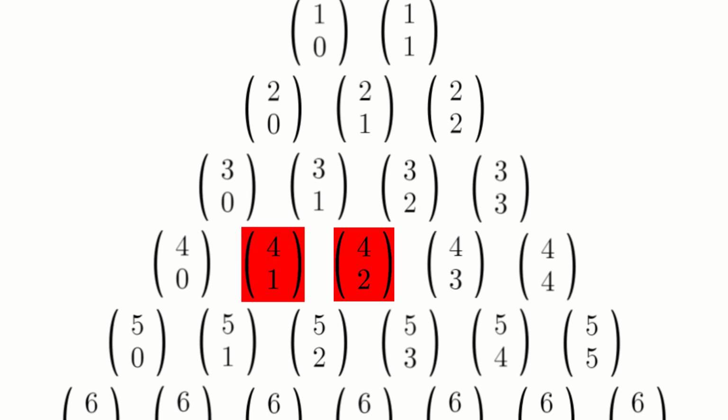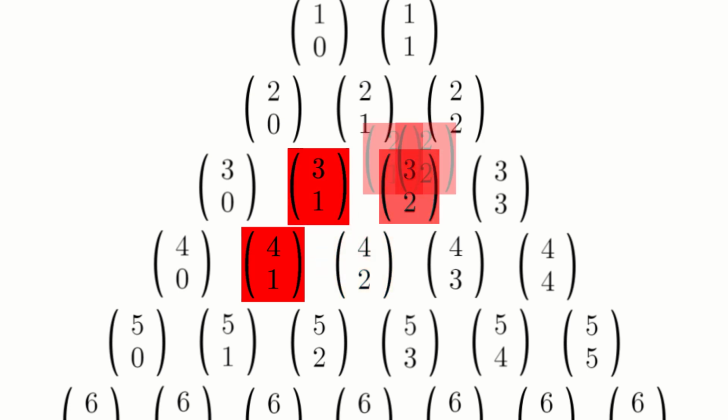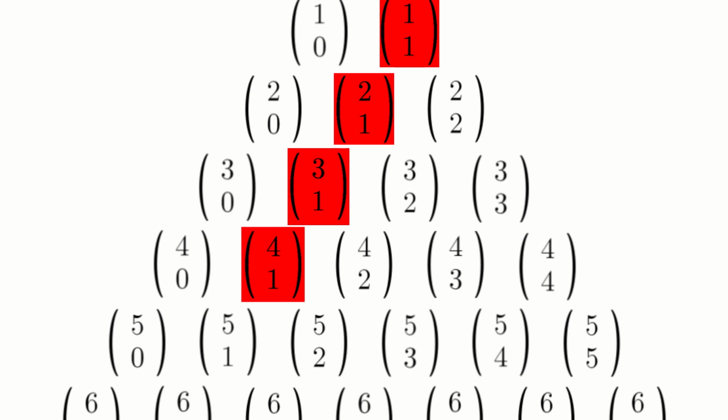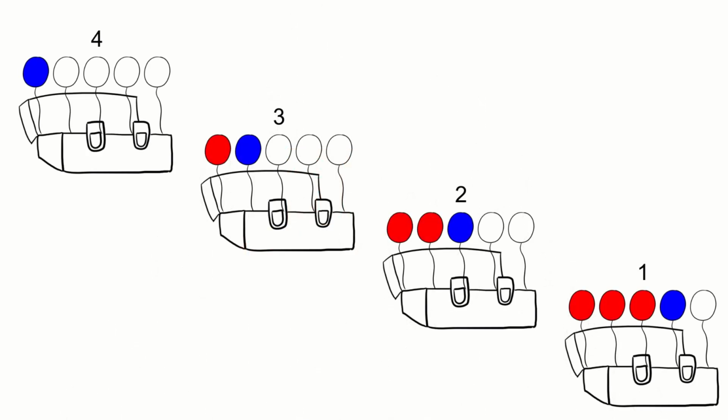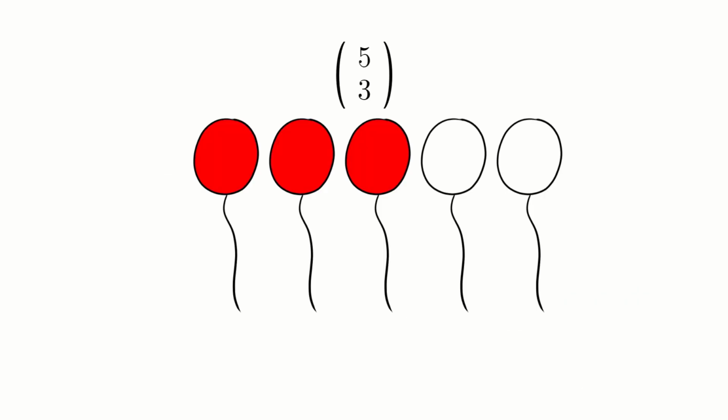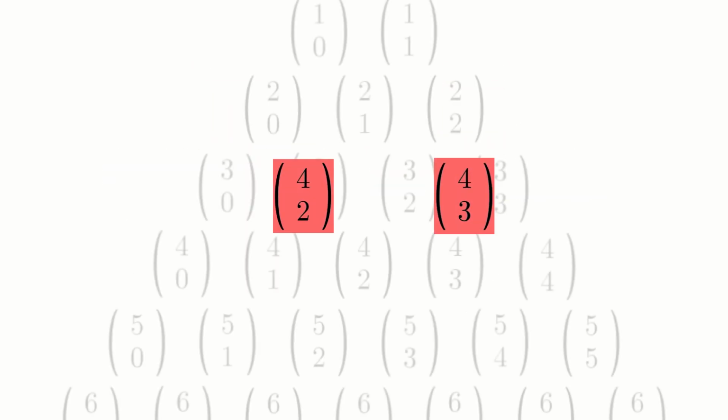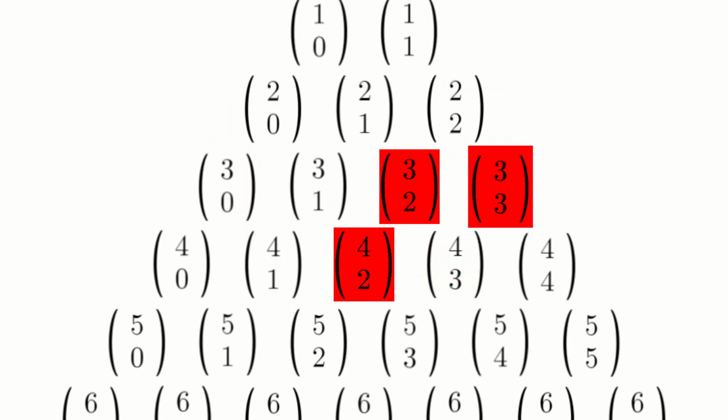We can continue this game with 4 choose 2 and split into 3 choose 1 and 3 choose 2. This can be broken down until we get 4 choose 1, 3 choose 1, 2 choose 1, and 1 choose 1. This is exactly what I did to get the pyramid from before. For the other case with picking non-blue balloons, or 5 choose 3, I did something very similar. I broke it into 4 choose 2 and 4 choose 3. 4 choose 3 went down to 3 choose 2 and 3 choose 3.